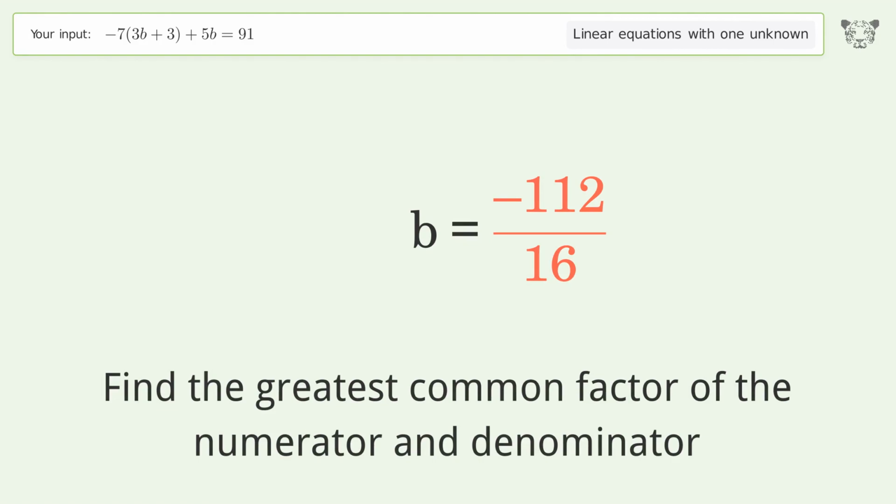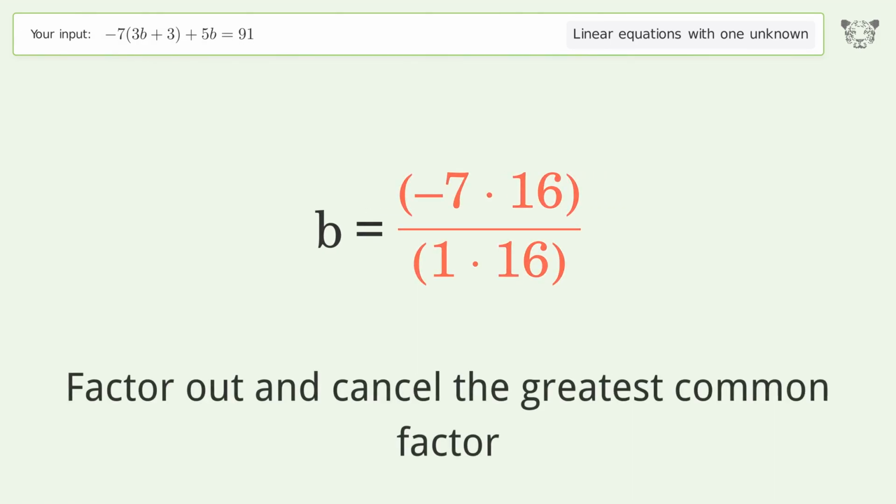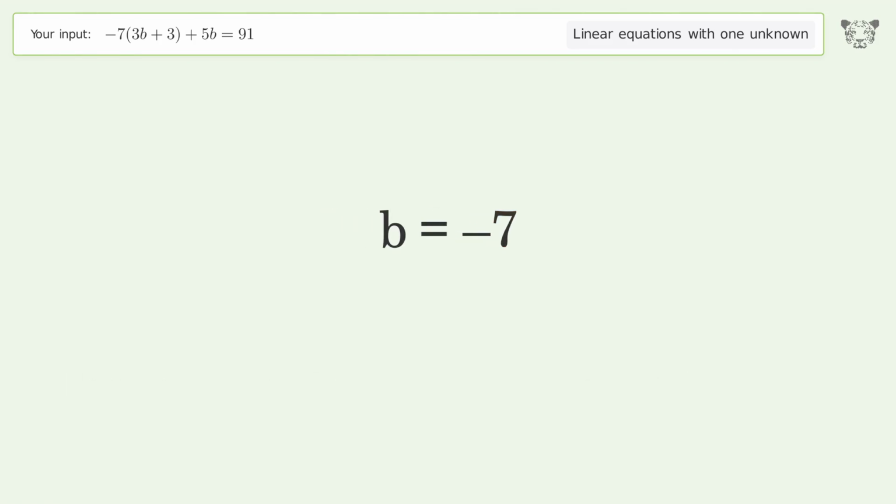Find the greatest common factor of the numerator and denominator. Factor out and cancel the greatest common factor. And so the final result is b equals -7.